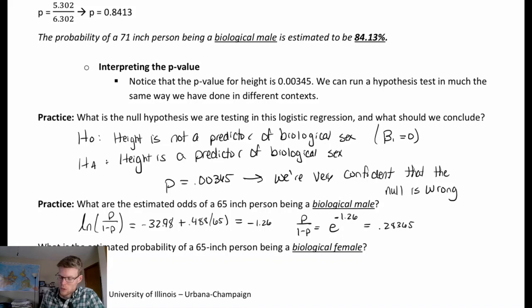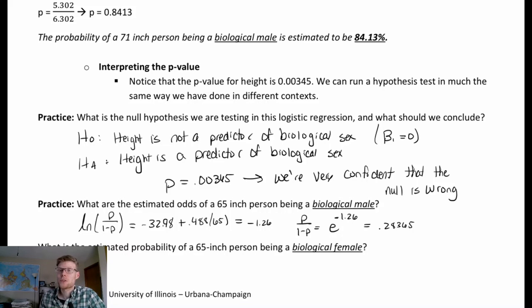So that means that if I have somebody who's 65 inches tall, I would estimate the likelihood of them being biologically male to be about 28.36. Or I'm sorry, these are not the probability. I got so confused there. This is the odds. The odds of them being biologically male are 0.28365.